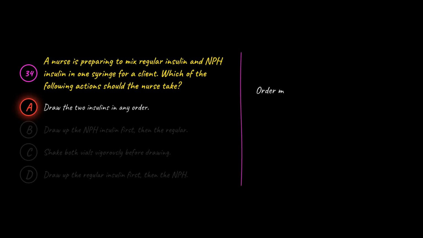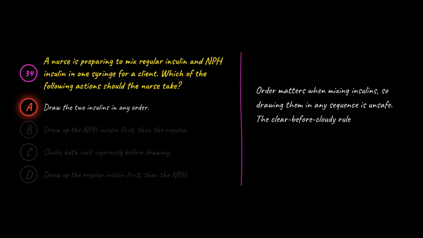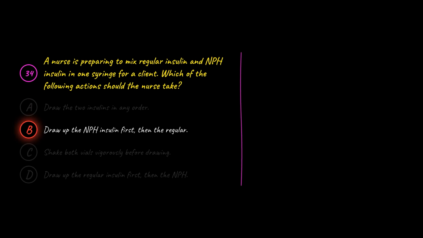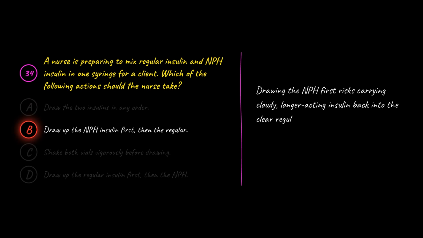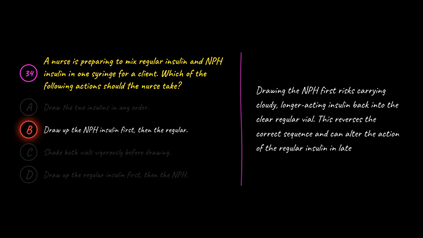A is wrong because order matters when mixing insulins, so drawing them in any sequence is unsafe. The clear before cloudy rule exists specifically to protect the regular insulin vial from being contaminated by the longer acting cloudy insulin. B is wrong because drawing the NPH first risks carrying cloudy, longer acting insulin back into the clear regular vial. This reverses the correct sequence and can alter the action of the regular insulin in later doses.